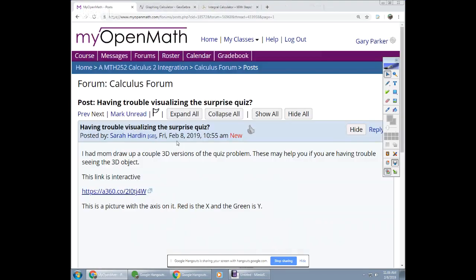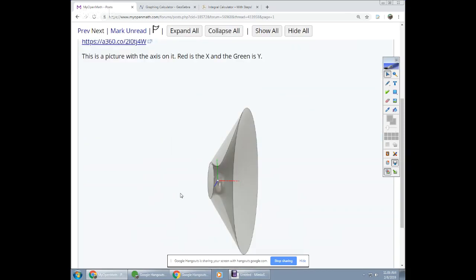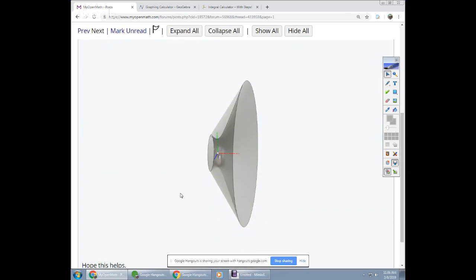And then there's an actual picture. You scroll down a little bit. Check that out. A nice 2D rendering of the 3D object with the Z, X, and Y coordinates. Red is X, green is Y. And Z is coming out, because we're rotating. That is wicked. That's cool.